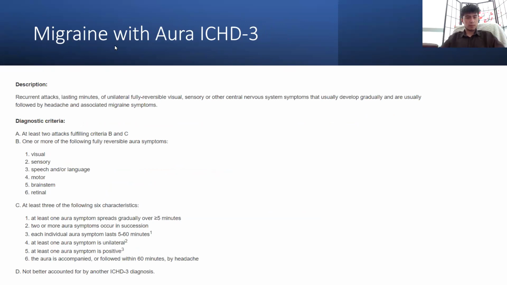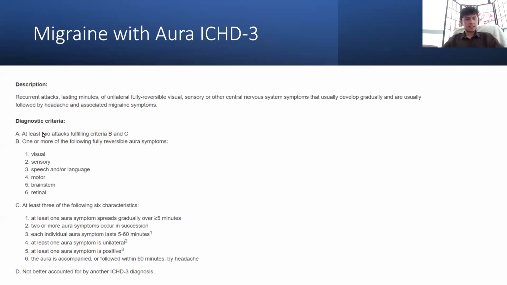And what are the differences of migraine with aura? It's the same recurrent attacks, lasting minutes this time, of unilateral, fully reversible visual, sensory, or other central nervous system symptoms that usually develop gradually and are usually followed by headache and associated migraine symptoms. It can be anything, like they can see colors sometimes. It can even be a darkening in the vision. It can be a sensation, like a touching sensation, like hearing. It can be even smell. But the most important, it precedes the headache and it's followed by headache.